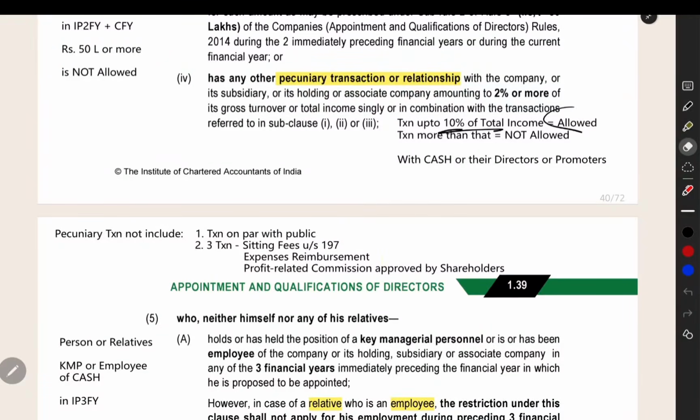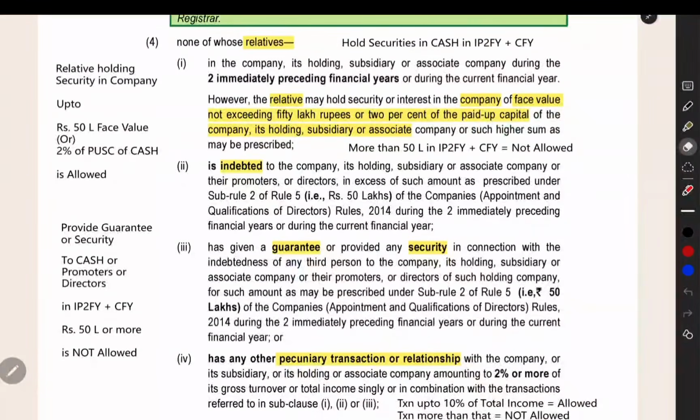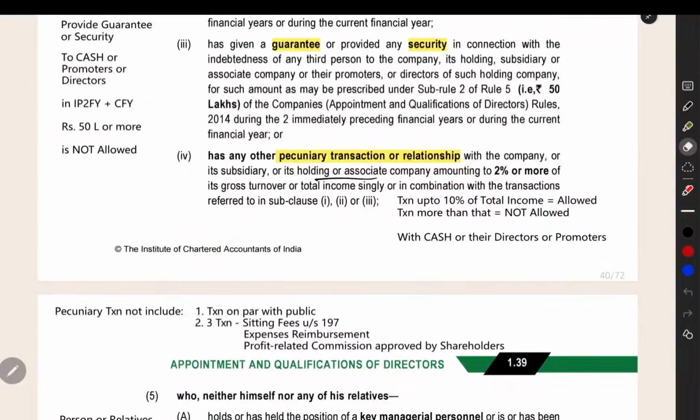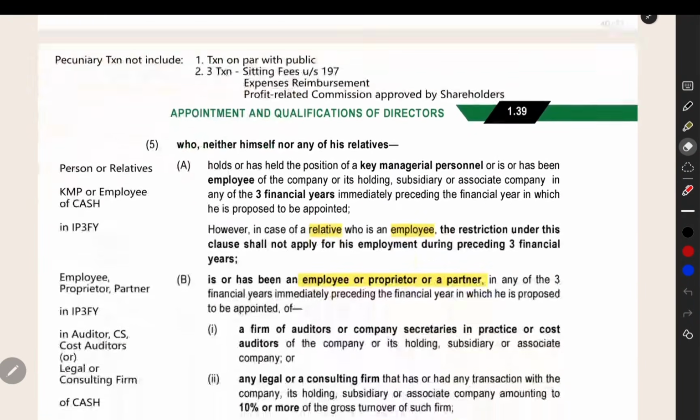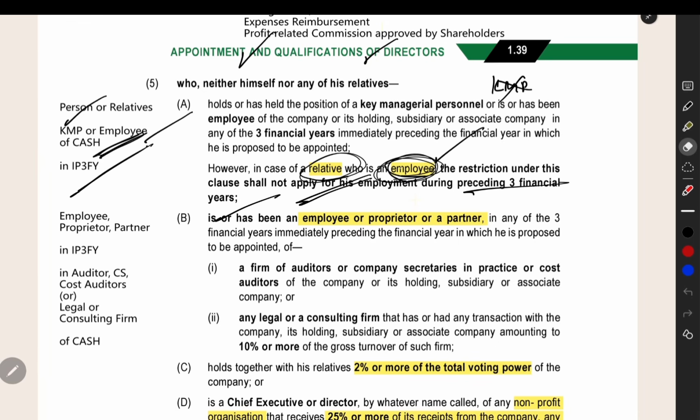Transaction up to 10% of total income is allowed for the independent director, and more than that is not allowed with cash, director or promoter. But here the relative should not have a pecuniary relationship with the company, subsidiary, associate, holding for 2% or more of the gross turnover or total income. This limit is for the relative. Now, neither himself nor his relative, both of them, should be a KMP or an employee of the company, associate, subsidiary, holding in the immediately preceding 3 financial years. But one exception we are having: a relative can be an employee during the preceding 3 financial years. This restriction will not apply for a relative who is an employee. Relative KMP is not allowed, but relative employee is allowed.